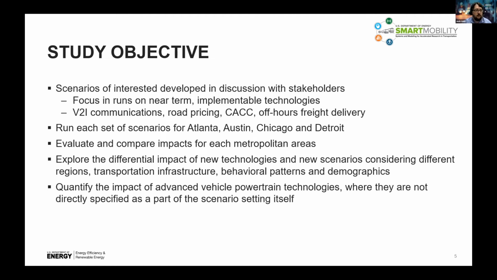With the goal here, we want to understand these differential impacts and see how changes in different local contexts, so things like the transportation infrastructure available, behavioral patterns, land use organization, demographics, and so on, can lead to different findings across regions. And finally, as we're looking at decarbonization, we want to understand the impact of advanced vehicle powertrain technologies where they are not explicitly a part of the scenario setting itself.